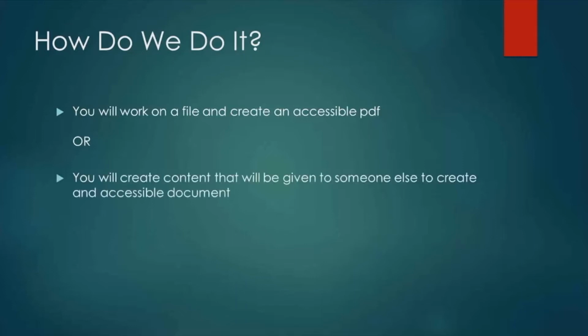So how do we do it? Well, there's basically 2 paths that you're going to go through to create a 508 compliant document. Either you're going to work on the file from the beginning to end, and you're going to create your own accessible PDF, or you're going to create content that will be given to somebody else to create an accessible document.